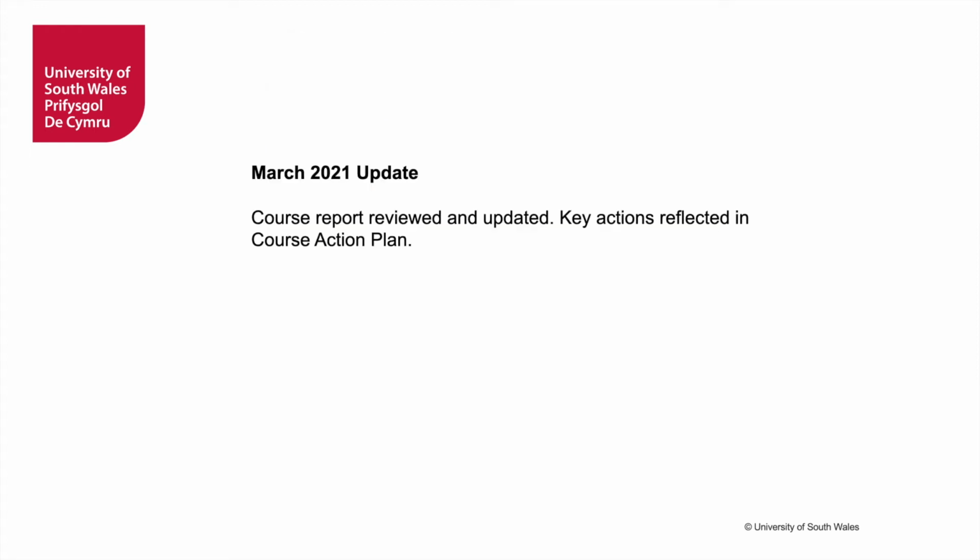For example, you would say this is the March 2021 update, and just a single line here that you've gone through the report. So: course report reviewed and updated. Updated where needed and reviewed where not needed. And you've taken some key actions and you've reflected those in the course action plan.